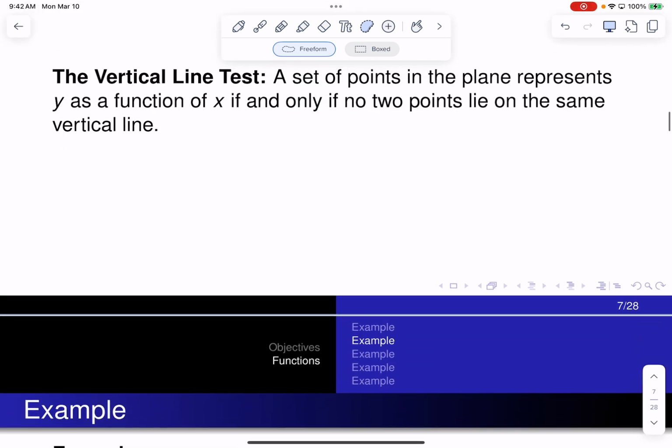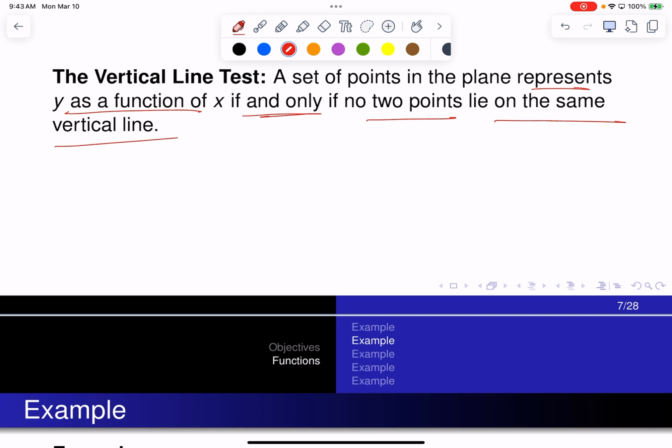So the vertical line test: a set of points in the plane represents y as a function of x if and only if no two points lie on the same vertical line. So that's what the vertical line test concludes.